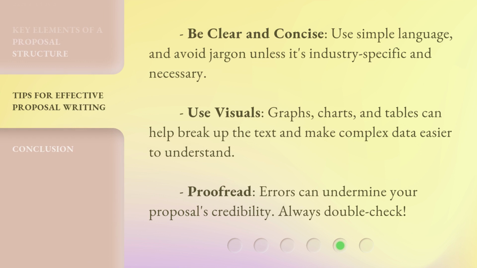Be clear and concise. Use simple language, and avoid jargon unless it's industry-specific and necessary. Use visuals. Graphs, charts, and tables can help break up the text and make complex data easier to understand. Proofread. Errors can undermine your proposal's credibility. Always double-check.